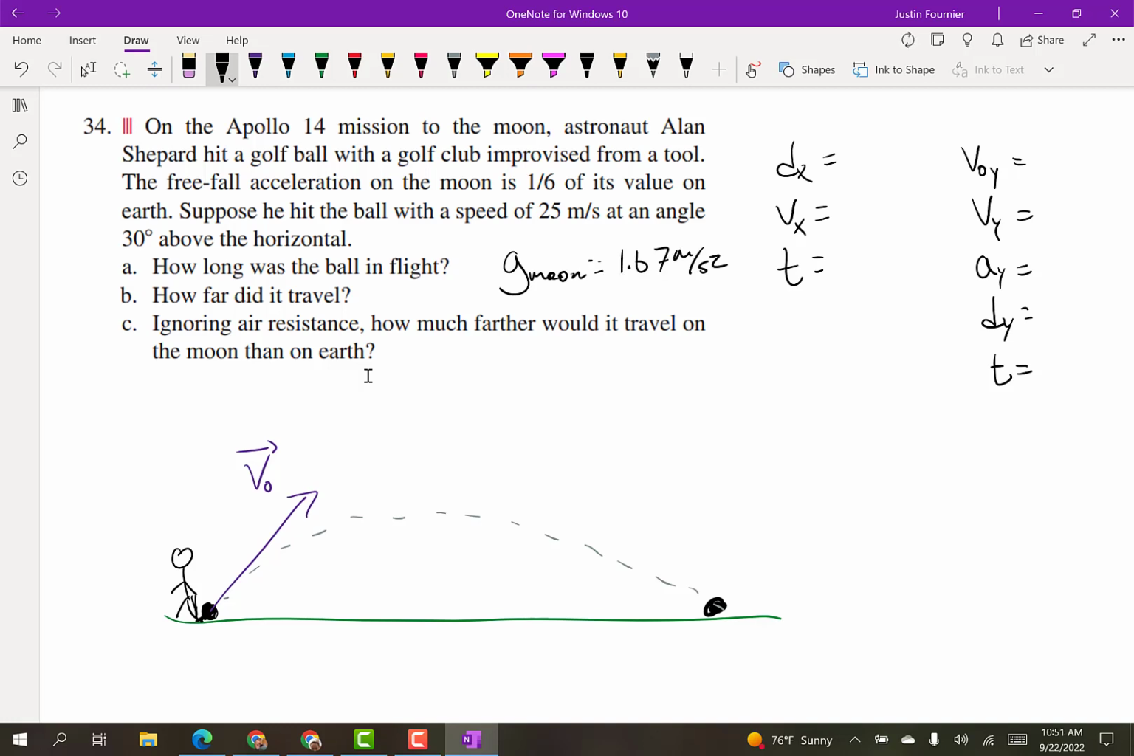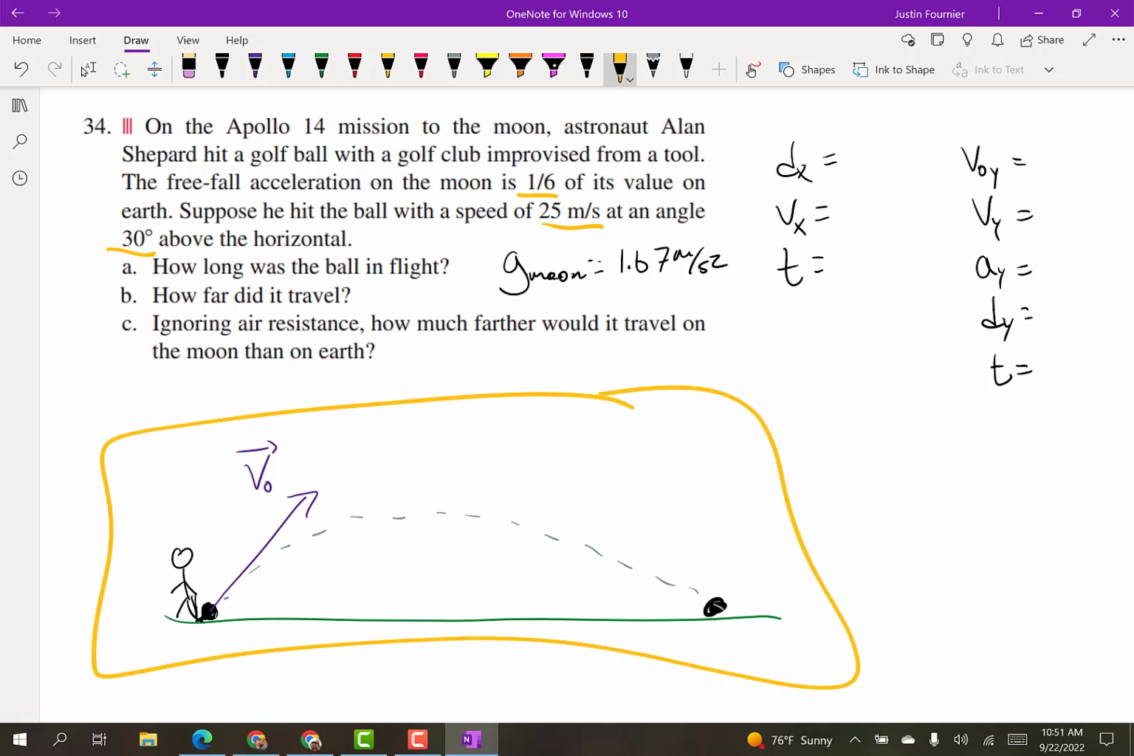All right, suppose the ball is hit with a speed of 25 meters per second at an angle of 30 degrees above the horizontal. So let me underline some of that. There we go. And they want to know how long was the ball in flight? So, all right, here we go. I already drew the problem right here. I drew a diagram of it.